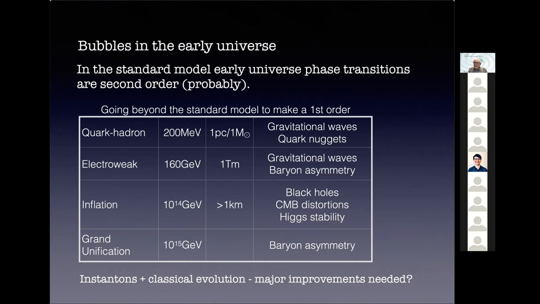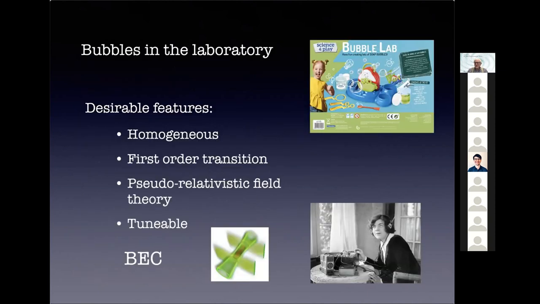So we believe, I'm preaching to the converted here mostly, I suspect, but we believe there's a need to update the theory of bubble nucleation in the early universe. And this has led us to look at the possibility of having bubbles in the laboratory to try and have an experimental approach to analyze some of these ideas and develop the theory, which would apply both to the laboratory setup and to the early universe setup.